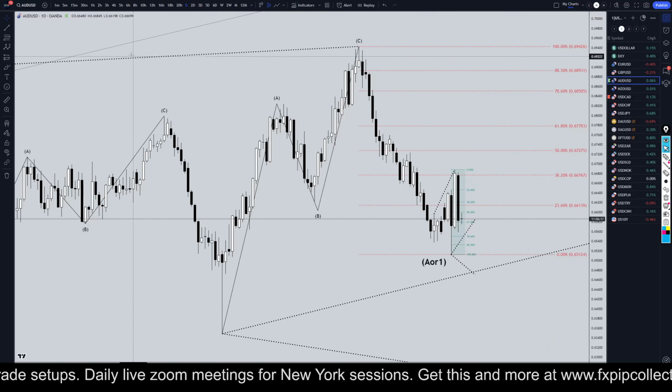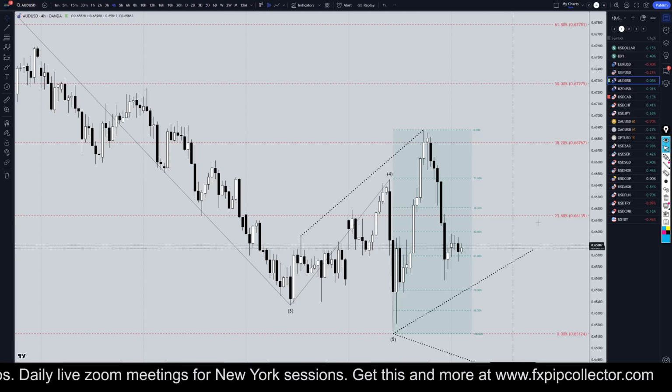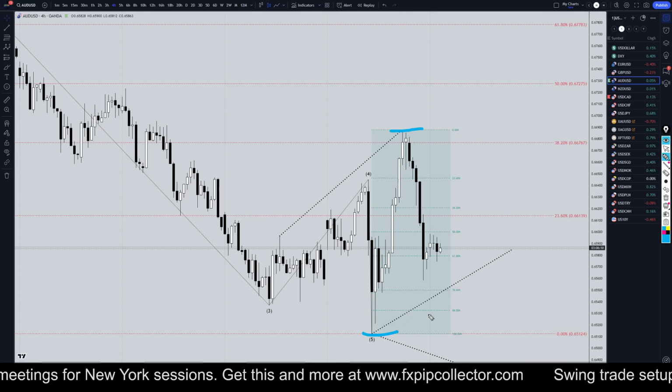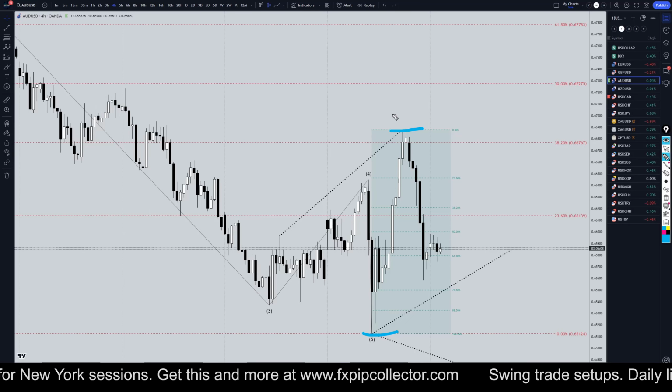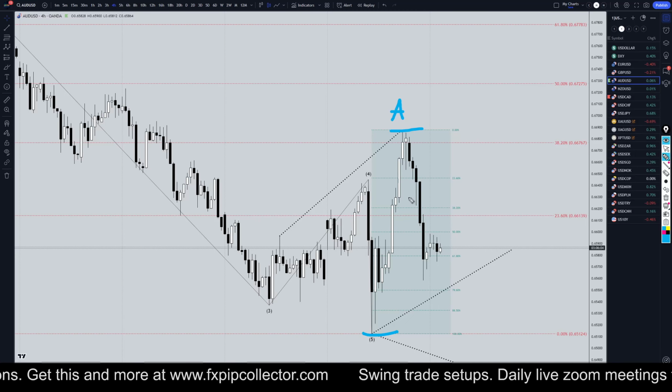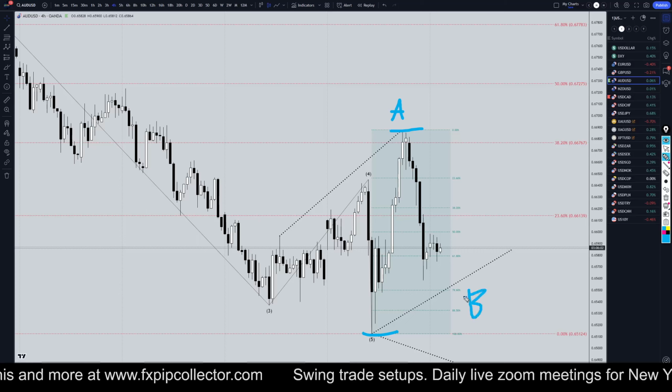So let's take it down to the 4 hour time frame. On the 4 hour time frame is where I got my Fibonacci retracement on this last move up right here. I personally still think this move up is a wave A, probably a wave A of B, and that we're currently looking at a wave B of B.